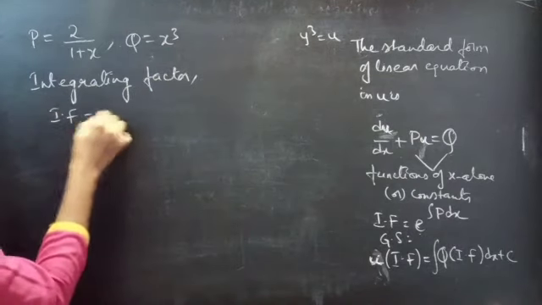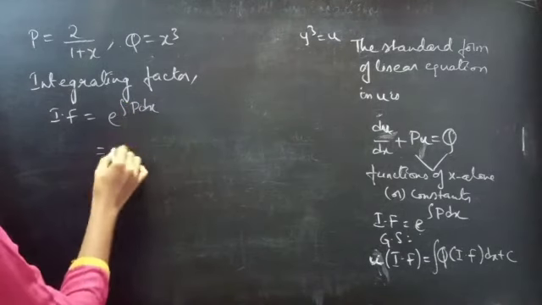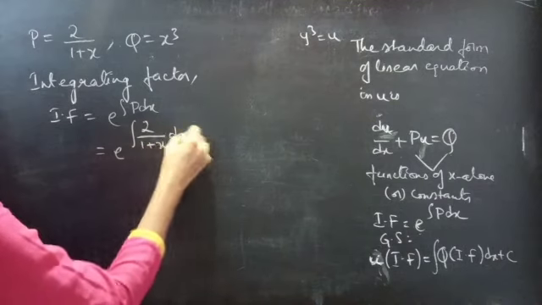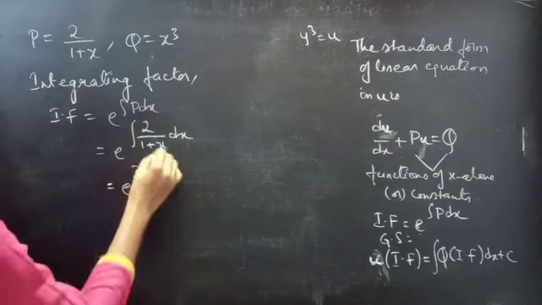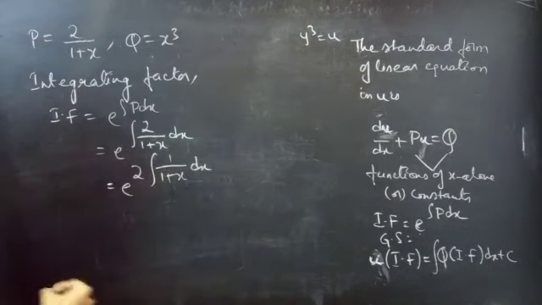So the integrating factor is given by e power integral p dx, equals e power integral of 2 by 1 plus x into dx, for p equals 2 by 1 plus x. Write the constant outside the integral, and you'll get 2 times integral 1 by 1 plus x into dx.